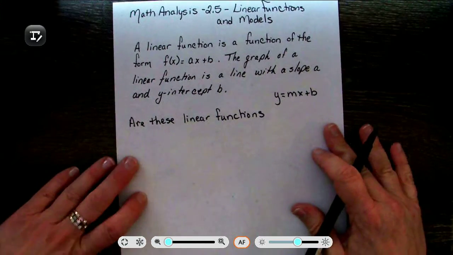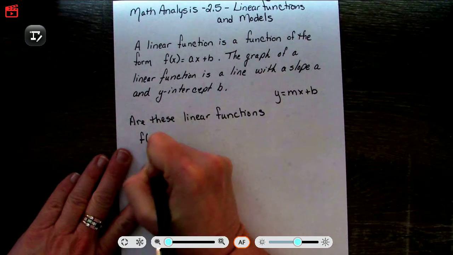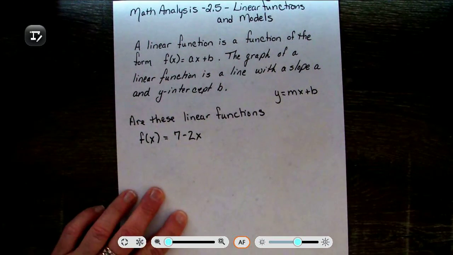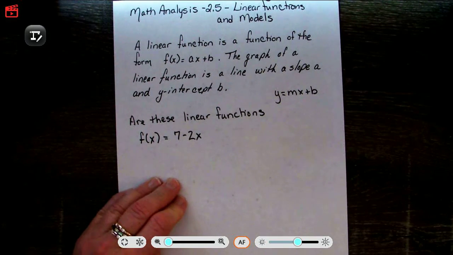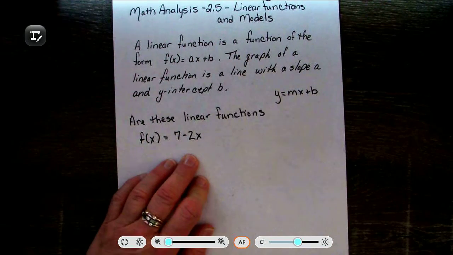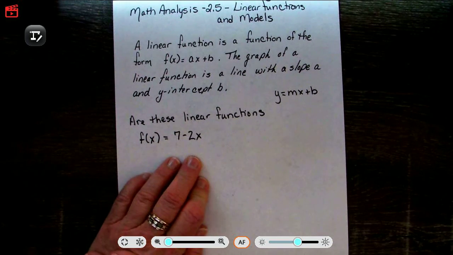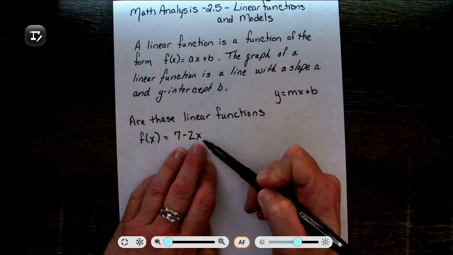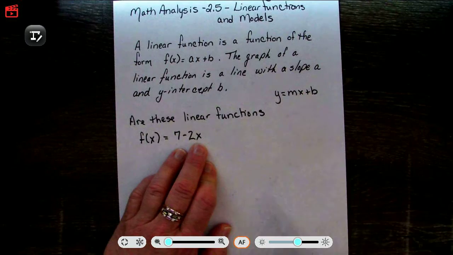So we're going to start seeing some of these written in different forms. So first of all, let's look at f of x equaling 7 minus 2x. Does that represent a linear function? In other words, is it of the form ax plus b? Can I write it that way? So I'm giving you a pause thinking, can you write this 7 minus 2x as an ax plus b? So you could pick out the a, you could pick out the b.